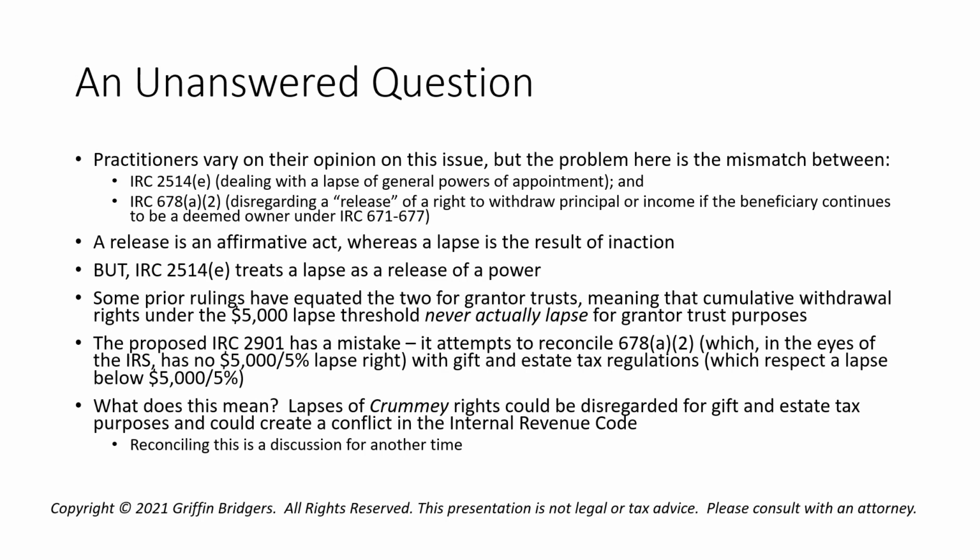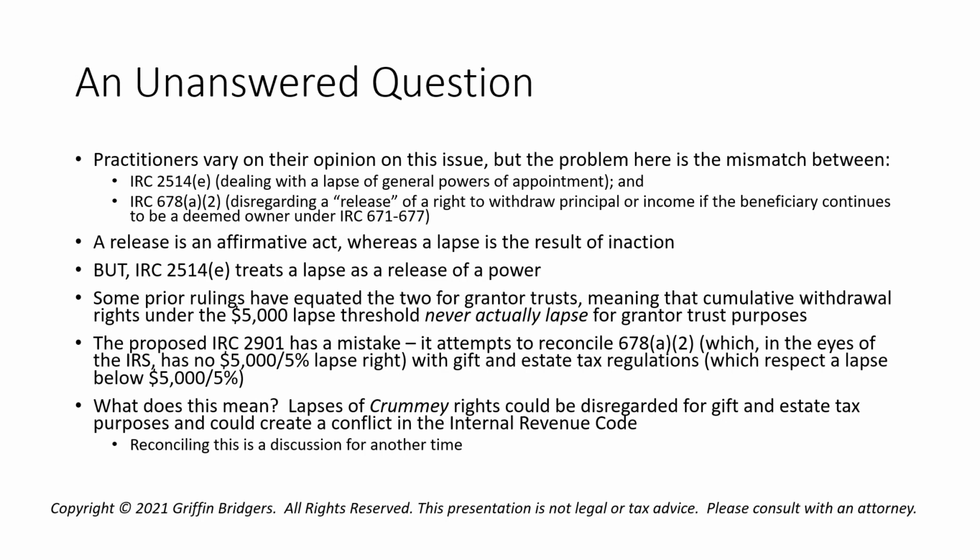Now there's a Code Section 678(a)(2) which disregards a release of the right to withdraw principal or income of a trust if a beneficiary continues to be a deemed owner, maybe as a beneficiary or a trustee, under Code Sections 671 to 677. Now, semantics-wise, a release is an affirmative act, but a lapse is the result of inaction. Can the two be equated?